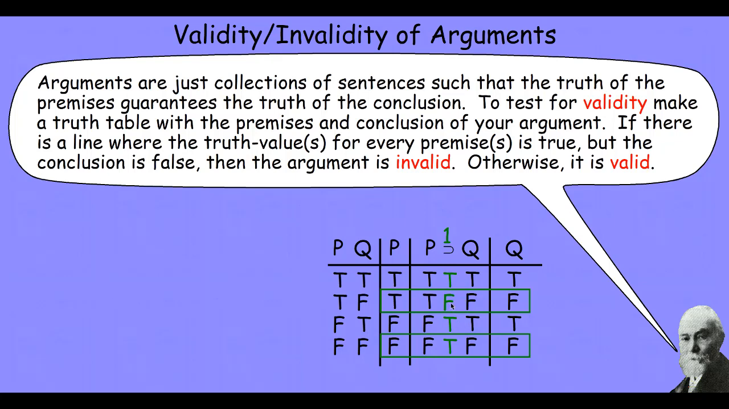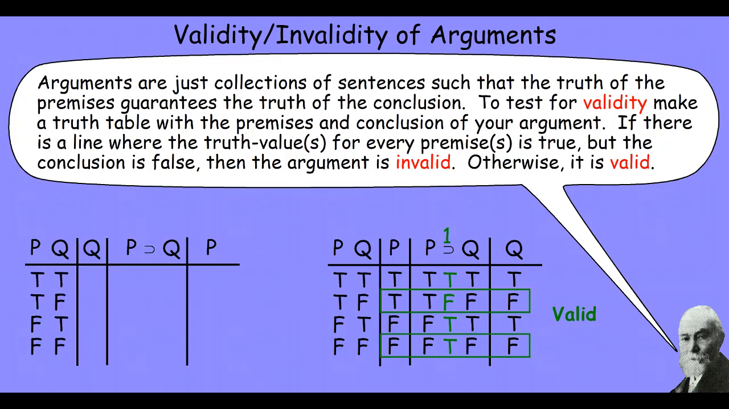So in this row, it's false. P, the other premise, is true. They're not both true, so it doesn't violate the definition of validity. We look at this row. P is false, so even though our horseshoe is true, it doesn't violate the definition of validity. There is no row where the premises are all true and the conclusion is false. It doesn't violate the definition of validity, and so it is a valid argument.